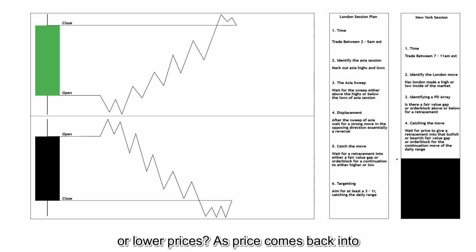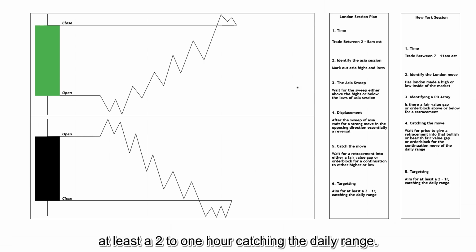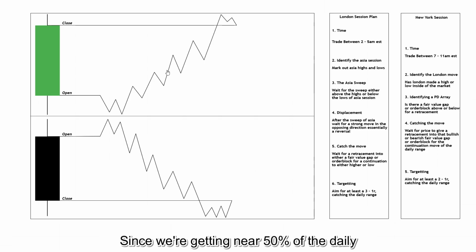As price comes back into that level, either the bearish or bullish fair value gap or order block, we want to take our position for that continuation move of that London reversal during the New York retracement, aiming for at least a 2 to 1 R, catching the daily range. Since we're getting near 50% of the daily range with this strategy compared to catching the high or even the low during the London session, we have to be a lot more lenient in terms of our risk management.